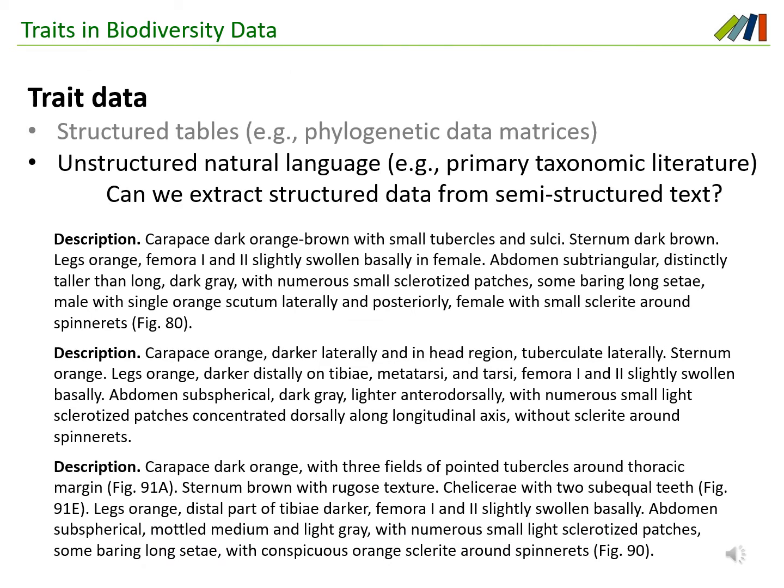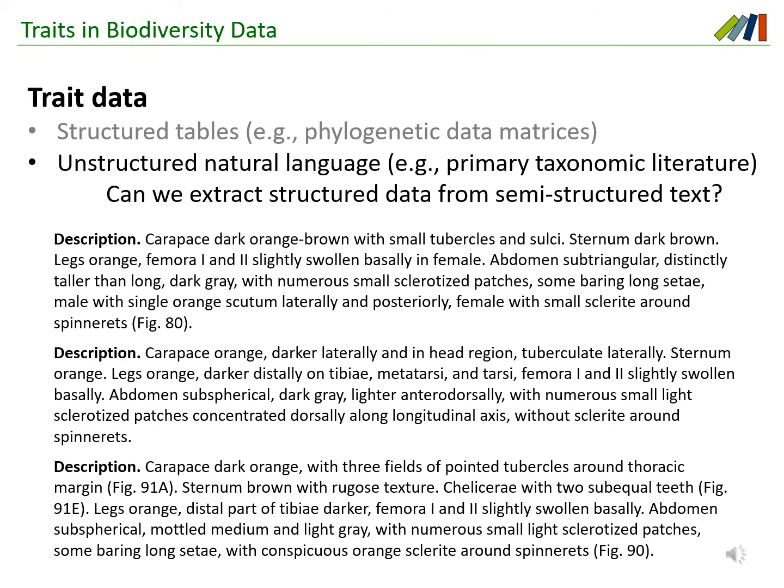Structured trait data can also be extracted from unstructured or semi-structured text. Taxonomic descriptions are often written in a kind of parallel structured language. They cover characteristics in a particular order and use the same language in descriptions of different species when the trait is the same, and different language when it contrasts.